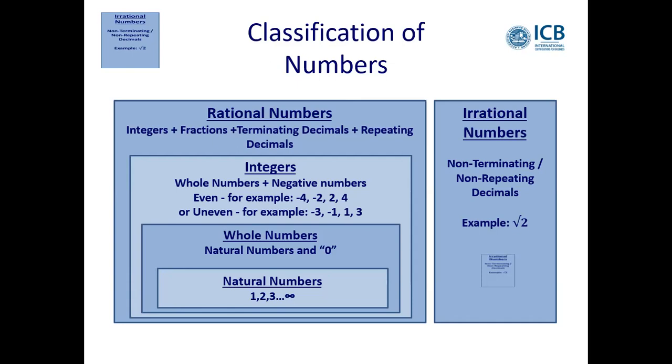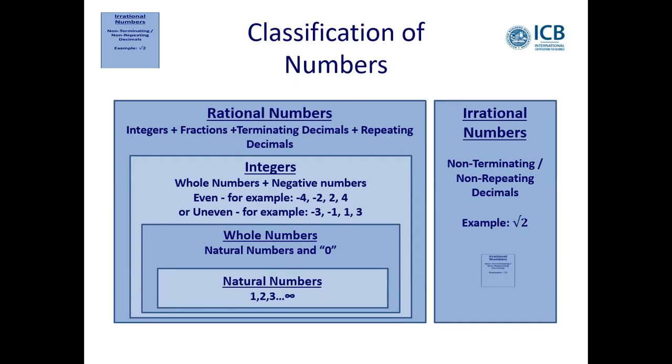That's the only difference. Then we get to integers, and we are going to work a lot with integers in this course, is where you have the whole numbers plus all the negative numbers. Okay, and integers can either be even or they can be uneven, and I already said they can be positive or negative. So when you look at even integers there, I've given you some examples: -4, -2, 2 and 4. If we're looking at uneven integers, we are looking at -3, -1, 1, and 3. Okay, so those are the integers, and we are going to have a look at them shortly.